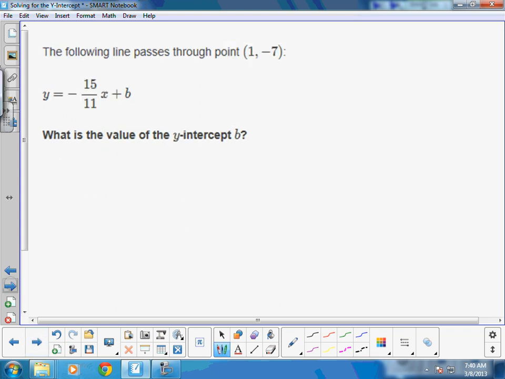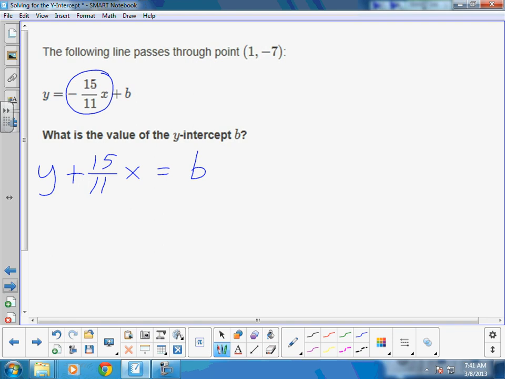Let's try another one. Again, oh my goodness, Mr. Altobelli, they all look exactly the same. Well, isn't that nice? All right, again, I have my minus 15/11 x in this problem, so I have to add 15/11 x. So I have y plus 15/11 x. That will equal b.